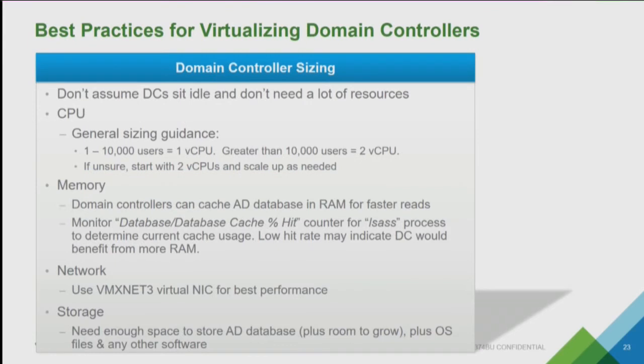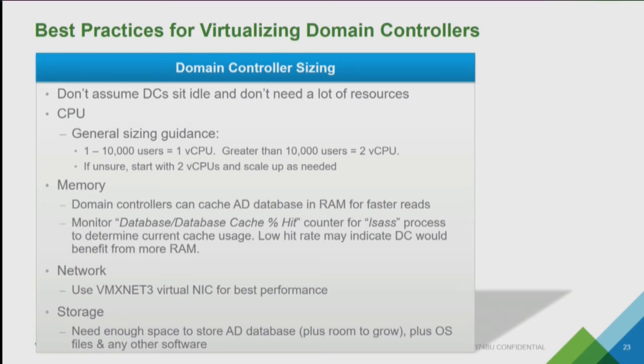Now, we'll talk quickly about how we size these. The one thing I'll say to take away from this is don't assume that just because it's a domain controller, it's not doing anything, and so it doesn't need a lot of resources. When it comes to CPU, Microsoft's guidance is simple. Up to 10,000 users, one virtual CPU is okay. And actually, with new modern CPU cores, one is probably okay for even more than that. If you have more than 10,000, start with 2 and scale up if you need to, if you don't have access to another domain controller where you can monitor it.